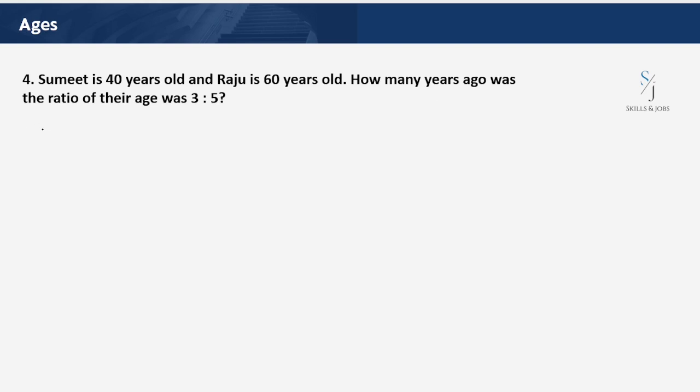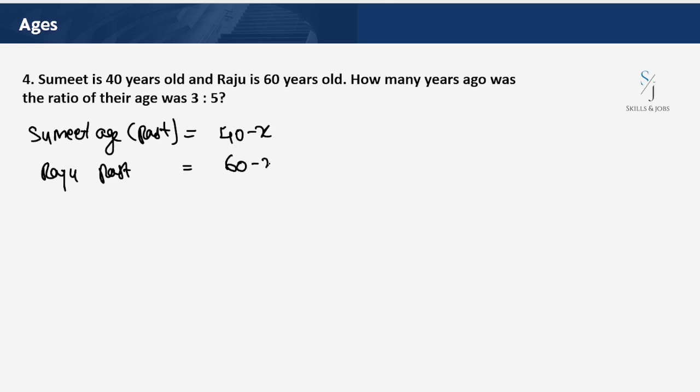Okay. So in this case, we will consider Sumit's past age is equal to 40 minus x. So we need to find out the x here. Raju's past age is equal to 60 minus x here. Okay. So these are the ages of Sumit and Raju respectively before x years. Now what is given? How many years ago was the ratio of their age 3:5? So we can write the ratio as 40 minus x by 60 minus x is equal to 3 by 5. Now if you solve this, you're going to get the value of x.